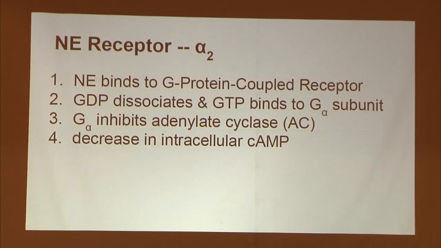So norepinephrine is going to bind to the G protein coupled receptor, also known as alpha-2. So a different receptor. GDP is going to dissociate. GTP will bind to the G-alpha subunit. So same thing happening here too. And then the G-alpha subunit is going to inhibit adenylate cyclase, or adenylyl cyclase. Sometimes they'll put YL and not put this part. Same thing. Also known as AC. And then this is going to decrease intracellular cAMP, or cyclic AMP. So this one's a little bit shorter.